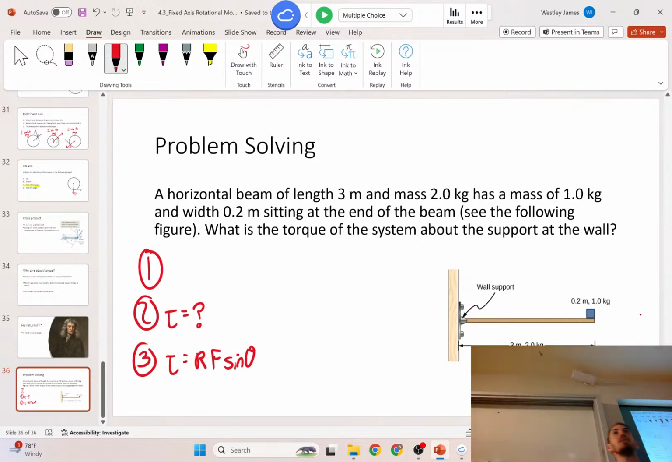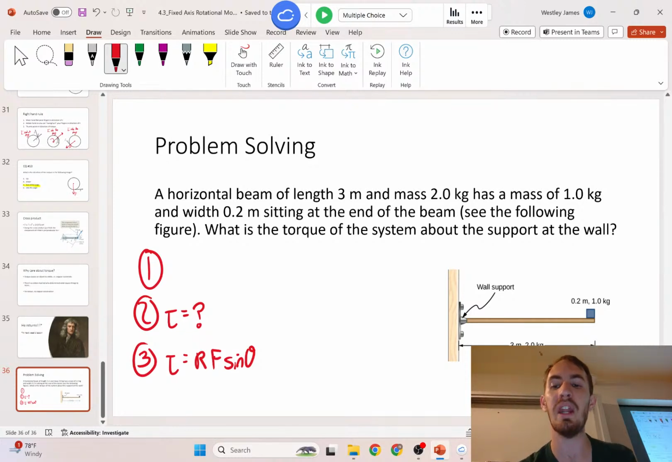And then you say, great, the force is gravity, force is mass times gravity, awesome. You then run into the next problem. What is my radius? How far away? The beam goes the whole length, so what am I going to use for radius? There are 2 objects here, so we're going to break this problem into 2 parts. What radius do we use? It's not 3 meters. That is not the radius.